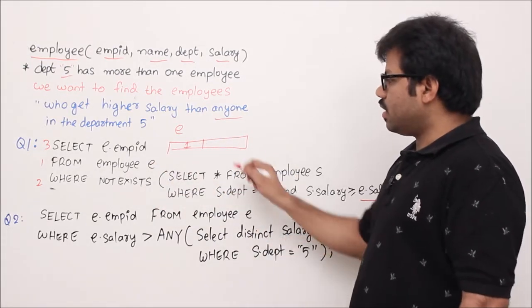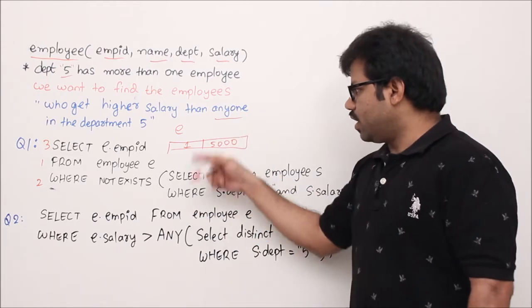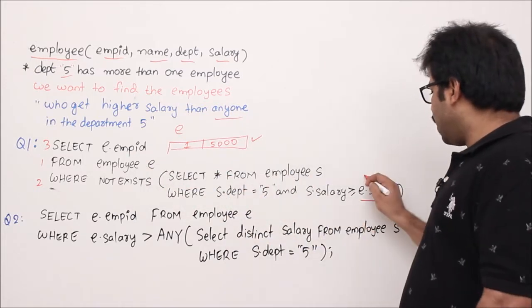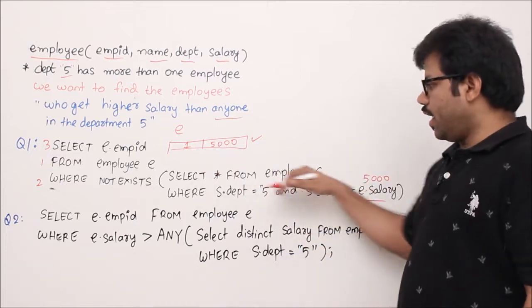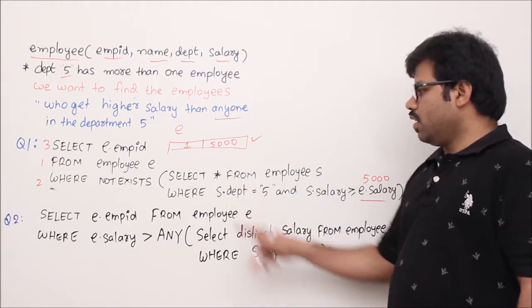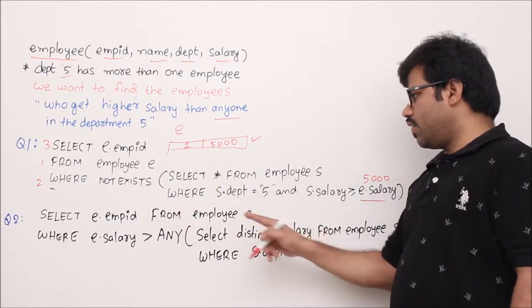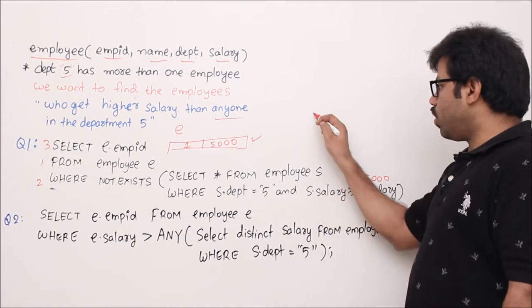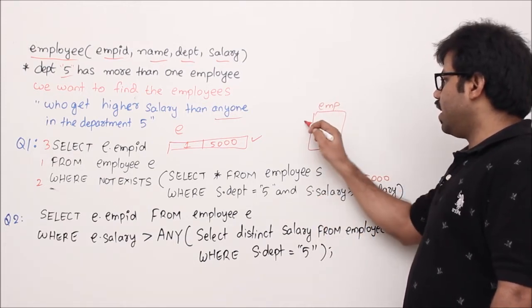His salary is, let's say, 5,000. Now, whenever we execute this query on behalf of the first employee, then E.salary will become 5,000. Let's begin this execution of the nested query. Now try to understand, because our main query depends on this nested query. Select star from employees S. That means one more table is taken, which is again employees, but the name is S.